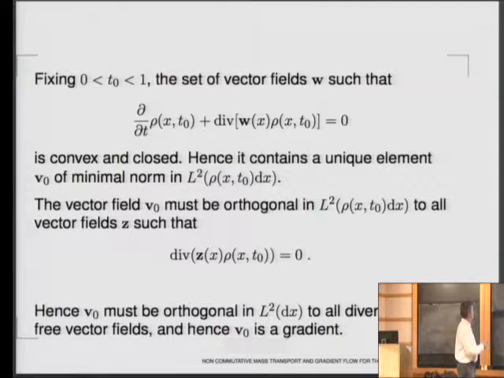And so here's where this gets into the next question you're asking. If you look at all the vector fields W, infinitely many, for which the continuity equation is satisfied at some fixed time t, well, this is a convex closed set, and so it contains a unique element of minimal norm in this L2 rho space. And so that has to be orthogonal to all vector fields such that the divergence of this is 0, because those are the perturbations you add. But that means you're orthogonal in L2, just plain L2, not L2 rho, absorb the rho in now. You're orthogonal to all divergence-free vector fields, and hence it's a gradient.